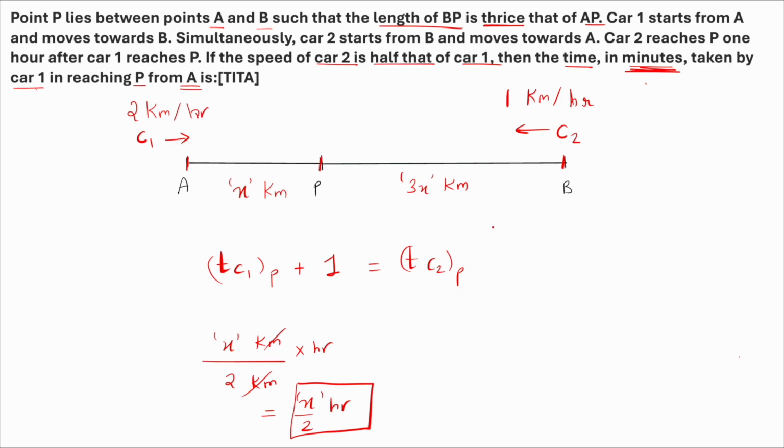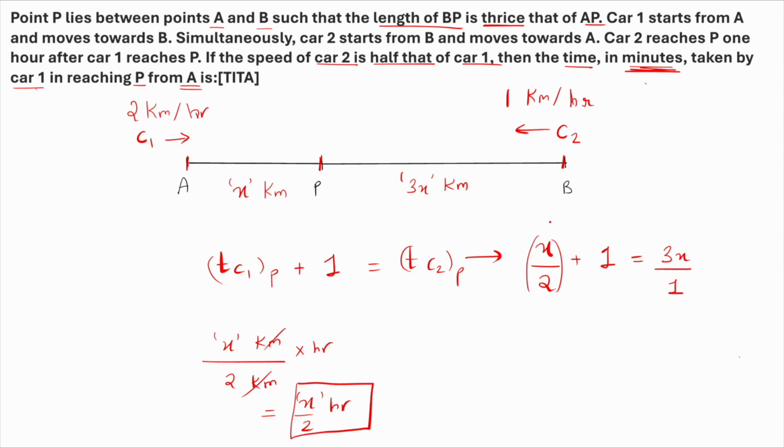Okay, so let's start solving, guys. We use this given equation. Time taken by car 1 to reach point P is actually x by 2. We have discussed it right now. The distance it covers is x to reach from A to P and its speed is 2. So time taken by car 1 to reach from A to P is x upon 2 hours, plus 1 hour is equal to the time that car 2 takes to reach from B to P. The distance it covers in the process is 3x and its speed is simply equal to 1. So time is distance upon speed, 3x kilometers upon 1 kilometer per hour. The time is 3x upon 1 hours.